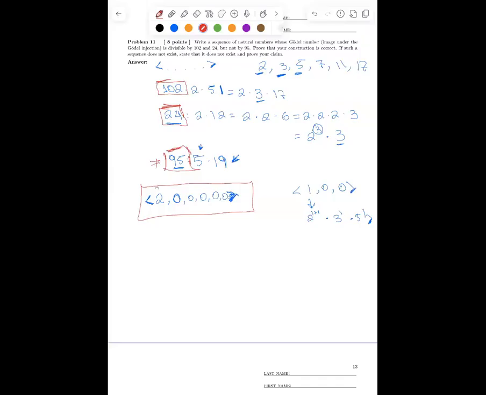Because as I said, this is my number 2, 3, 5, 7, 11, and 17. Yes, we use the 5 for here, but I didn't go up to the state of 19. I stopped at 17. So this sequence cannot divide 95.